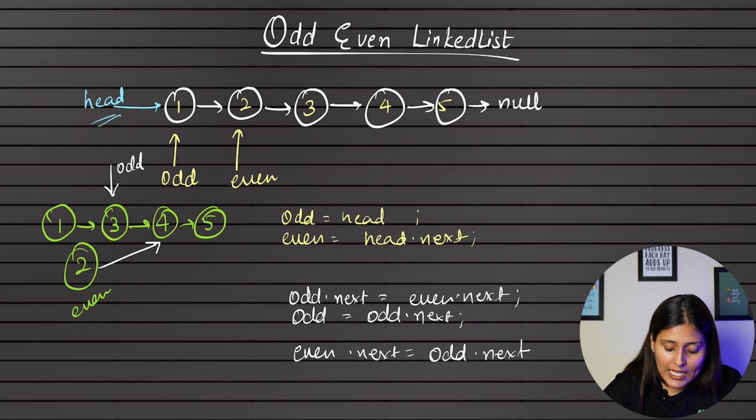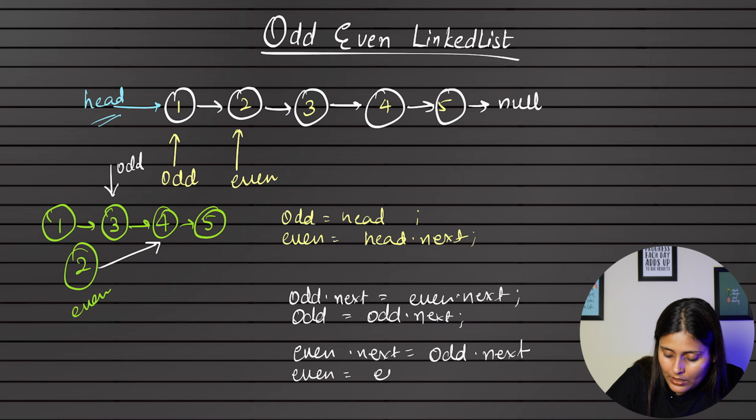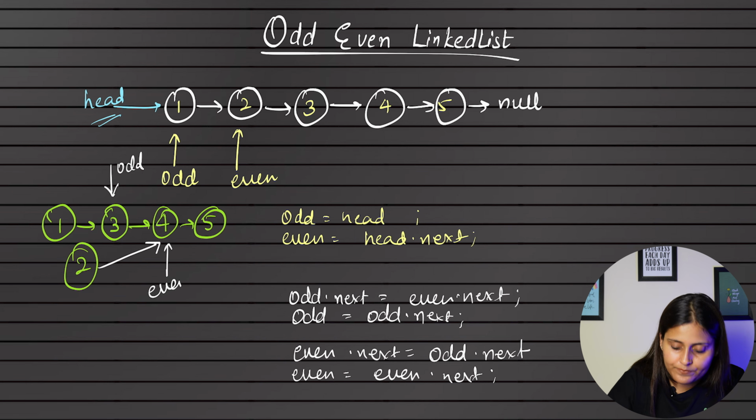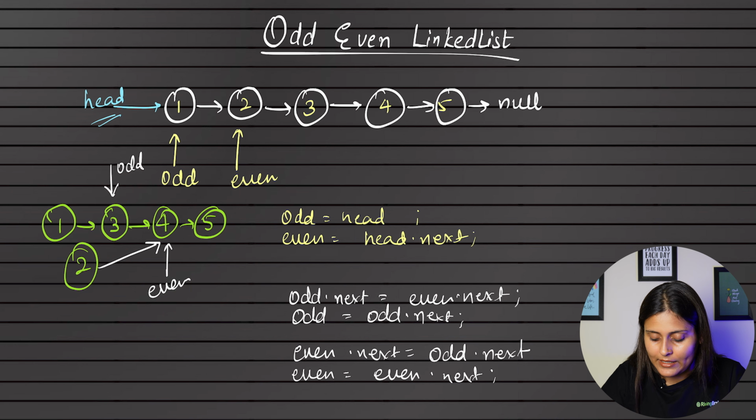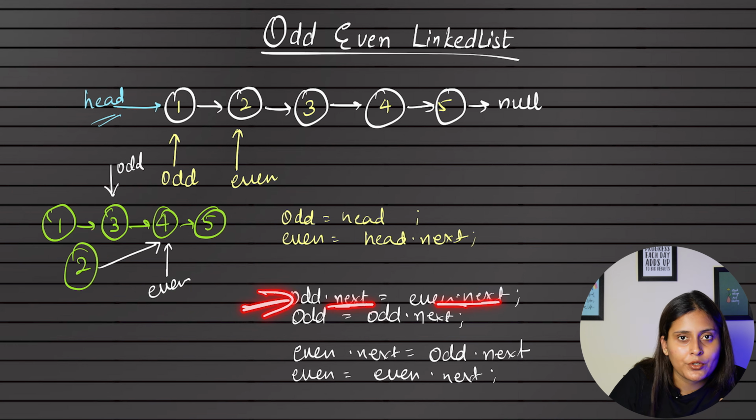Again the same process, as we are done with this node, let's move our even to 4. So we'll write even is equal to even dot next. Done? Yes. So now this will get moved to 4. Again, what do you think? Now what is the task? 3 should get connected to 5, means 3 gets connected to even dot next, means odd dot next is equal to even dot next. Have we already written this somewhere? Yes, odd dot next is equal to even dot next.